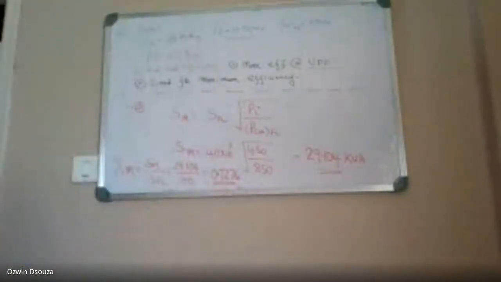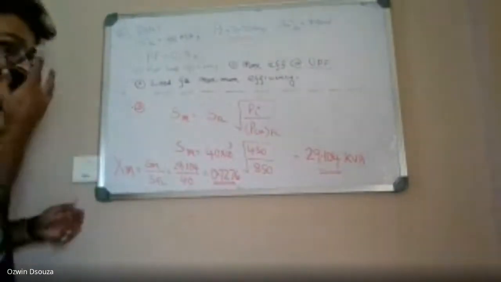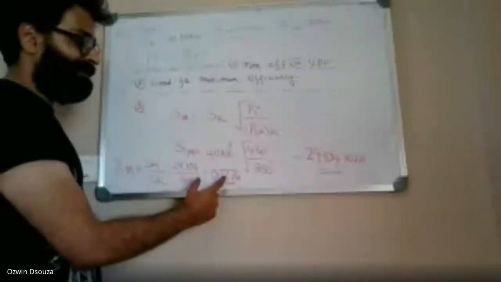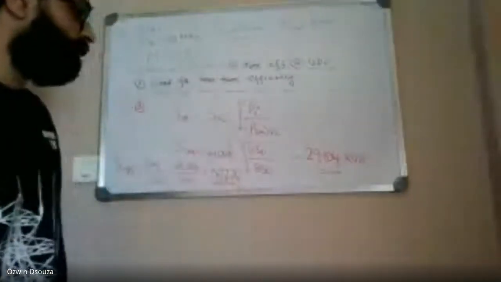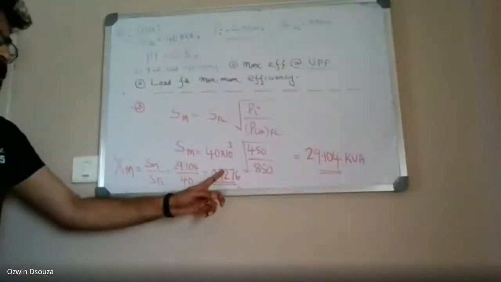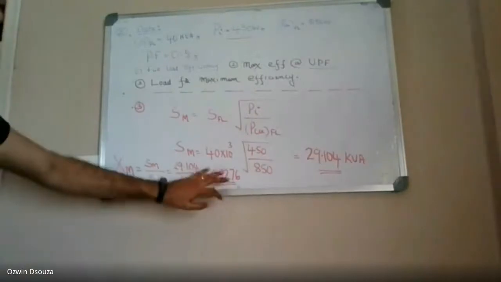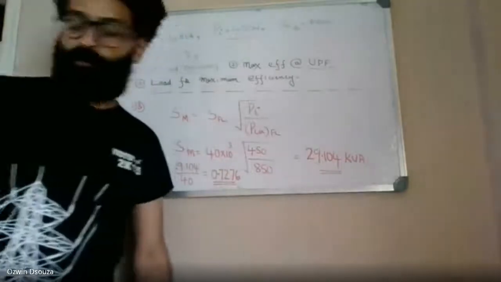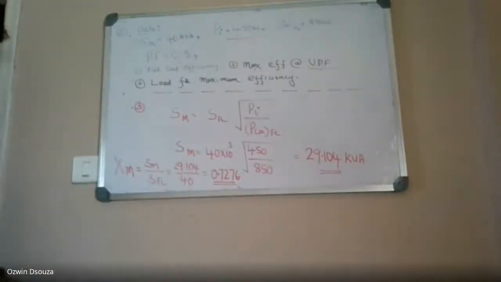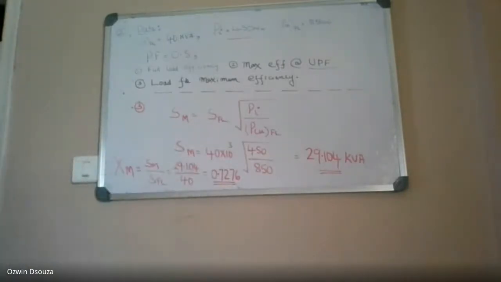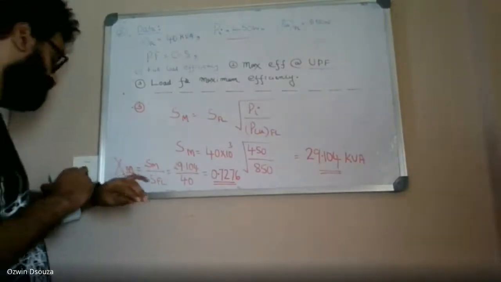So what is the understanding? If this particular transformer is loaded to, let's say, 72% of full load, then it gives maximum efficiency. So this particular transformer is giving you maximum efficiency when it is loaded till 72.76% of the full load. Okay, so that is the understanding. So you have found the load as well as the load factor, which is 0.7276. Okay, so that's your second problem.